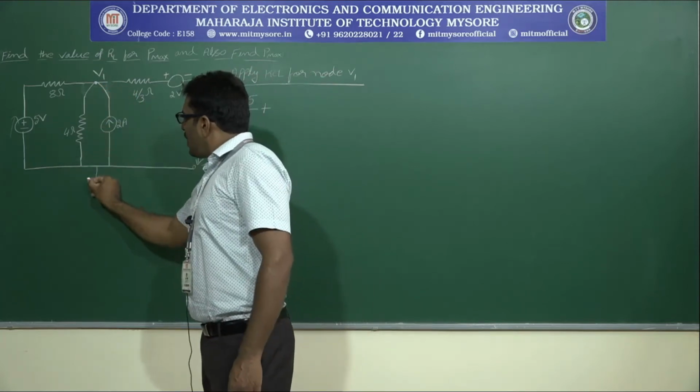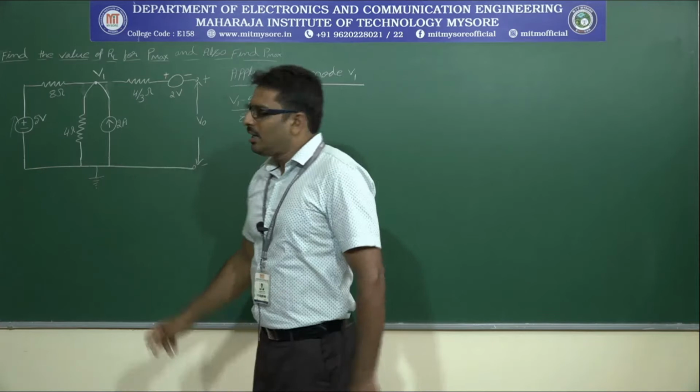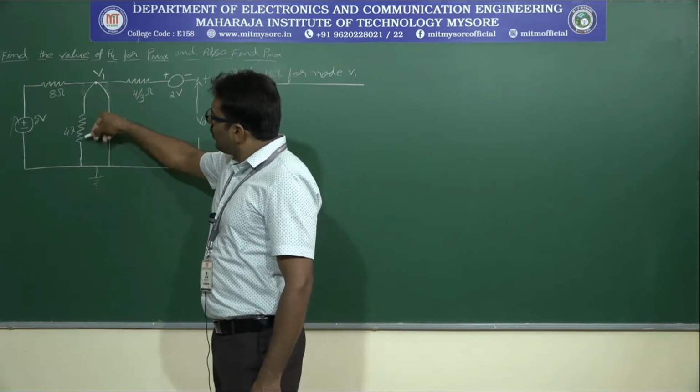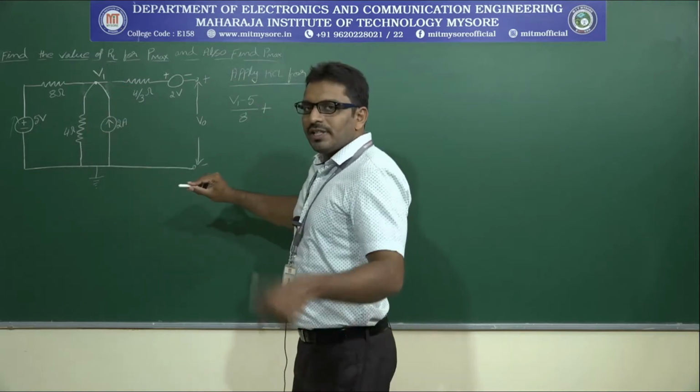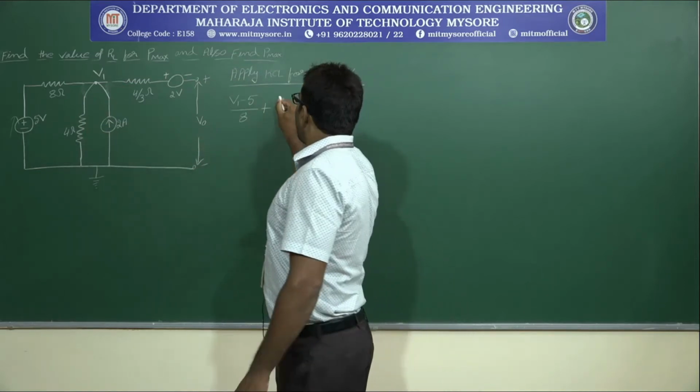Plus, what is the current in this branch? V1, with the other end connected to ground, right? So what is the potential difference across the 4 ohm resistor? V1 minus 0, that is the potential difference. Then what is the current? V1 by 4.